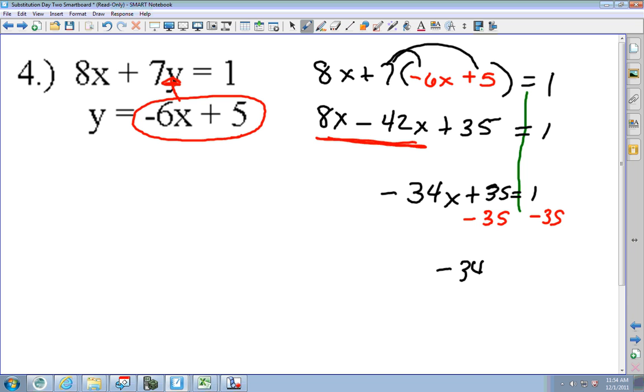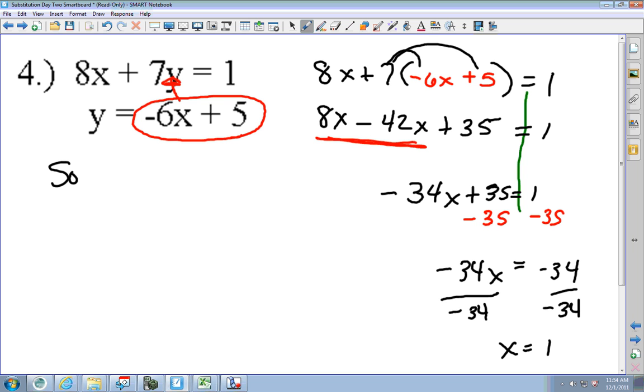Negative 34x equals negative 34. See, solving by substitution is not something that's just going to come; it's going to click for people at different times. And you have to continually keep trying to figure it out. Once you figure out the key, then you'll be okay. You divide by negative 34, and I get x equals 1.